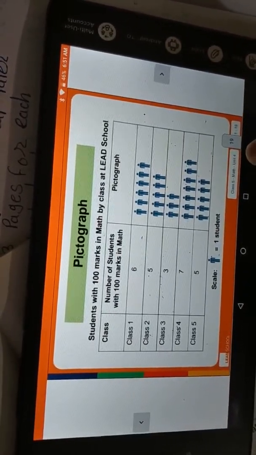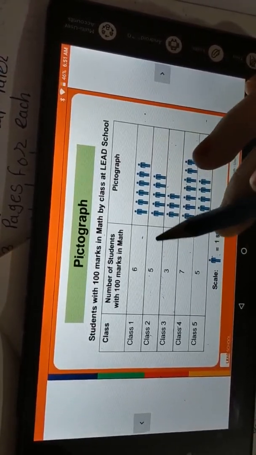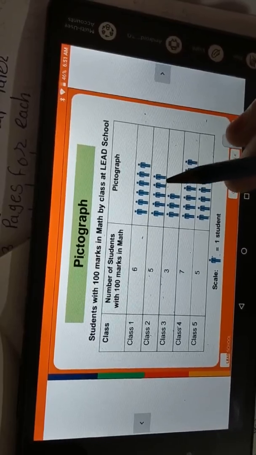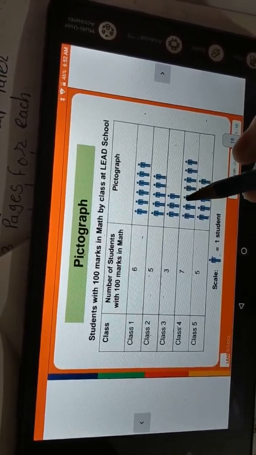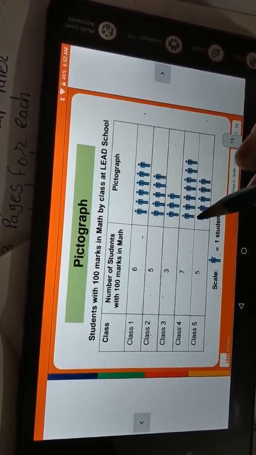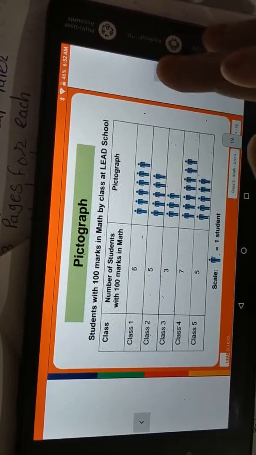Now, for class 1 with 6 students, we have to draw 6 objects. For 5 students, we have to draw 5 objects. For 3 students, we have to draw 3 objects. For 7 students, we have to draw 7 objects. For 5, we have to draw 5 objects.